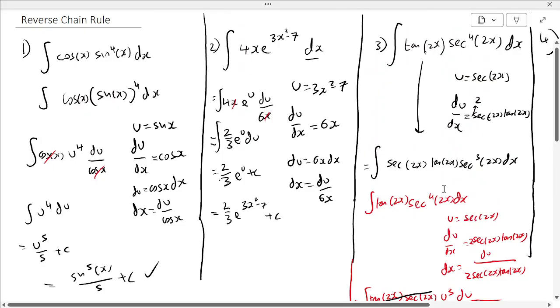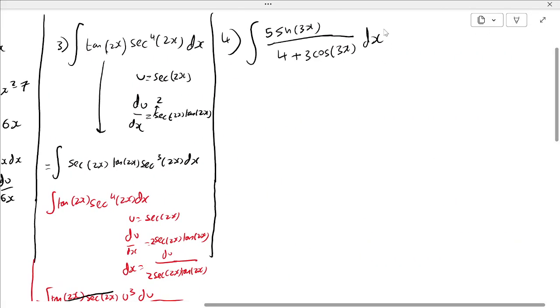I'm going to put something on the screen in a minute for you to try yourself. One more. I want to do one more. Again, we're looking for a function u and its derivative, and the derivative has to be multiplied.